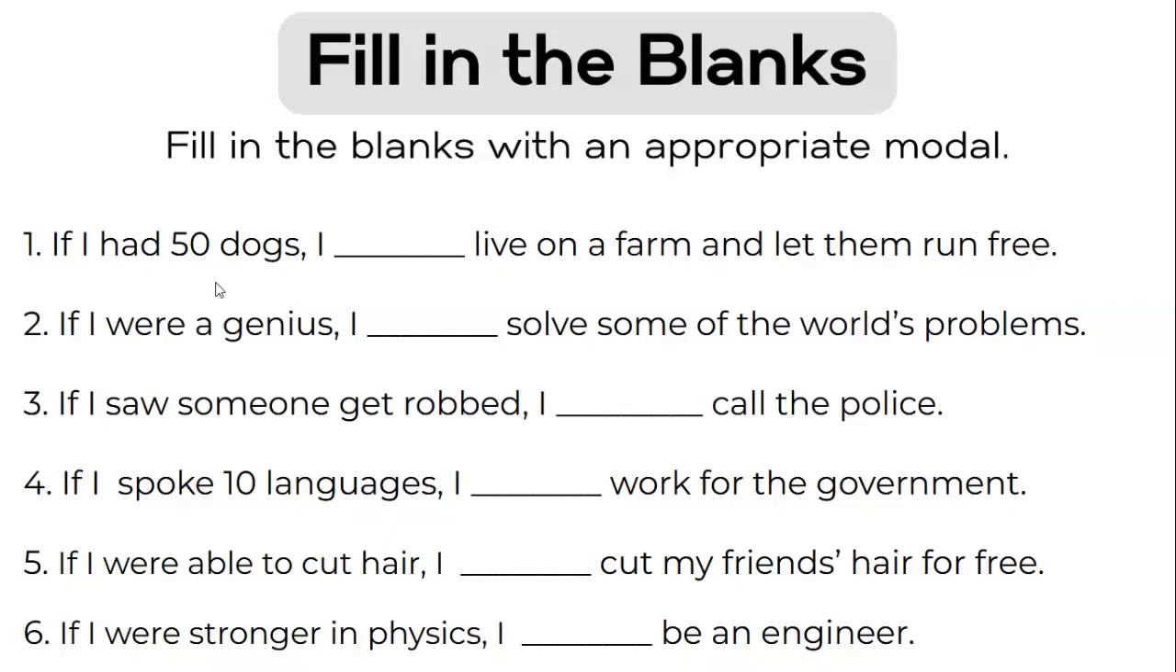All right, let's take a look at number 1. I put would. I imagine I would live on a farm if I had 50 dogs. Why? Because that's a lot of dogs, and I would need a lot of room. Number 2, I put could. Right. If I were a genius, I could solve some of the world's problems. So again, if I were very smart, I would have the ability to solve problems.